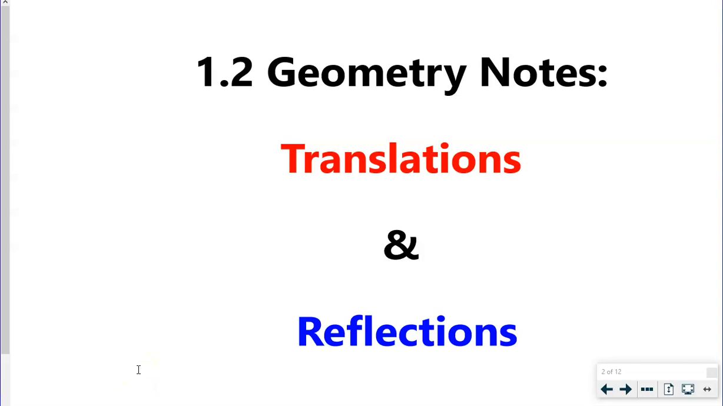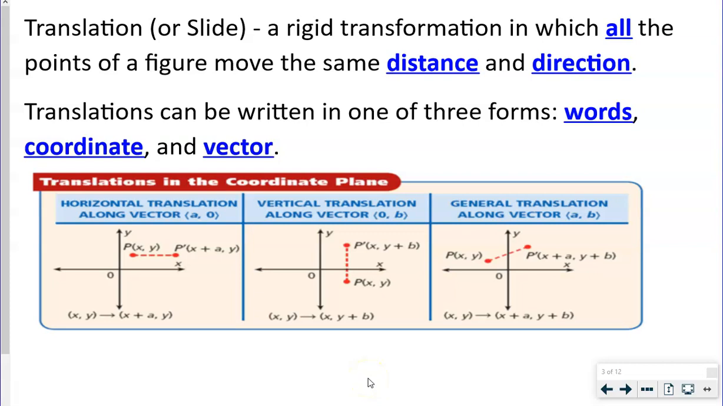So in these notes today, guys, we're going to go over translations and reflections. So first of all, a translation, or slide, is a rigid transformation in which all the points of the figure move the same distance and direction. Translations can be written in one of three forms: words, coordinate, and vector, okay?